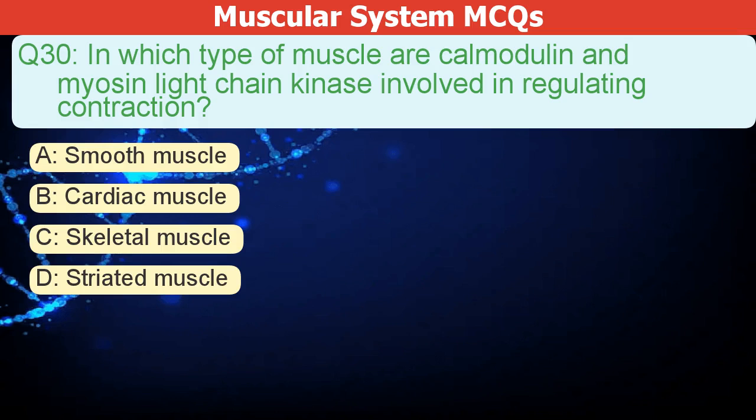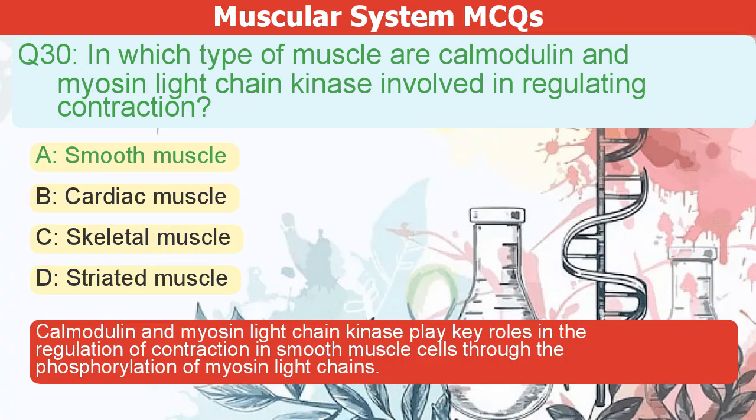In which type of muscle are calmodulin and myosin light chain kinase involved in regulating contraction? A. Smooth muscle. B. Cardiac muscle. C. Skeletal muscle. D. Striated muscle. The correct answer is A. Calmodulin and myosin light chain kinase play key roles in the regulation of contraction in smooth muscle cells through the phosphorylation of myosin light chains.